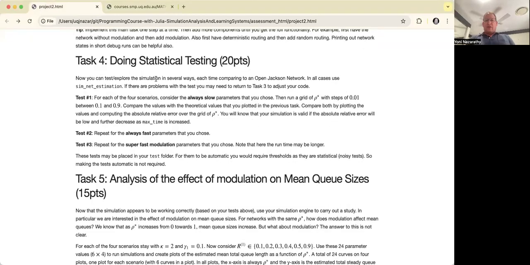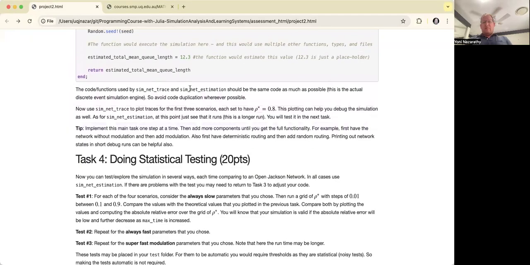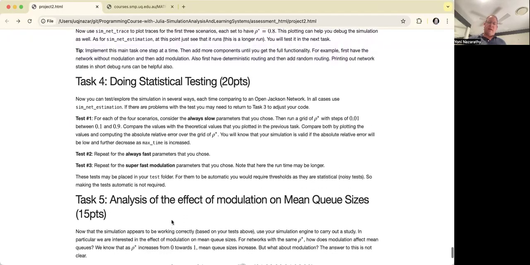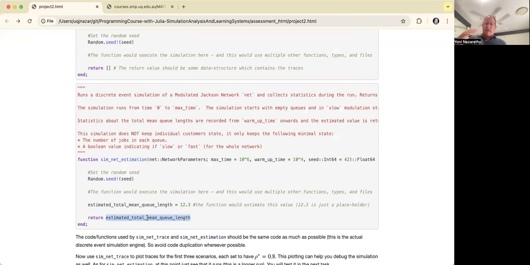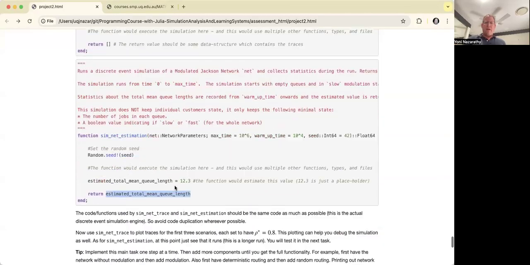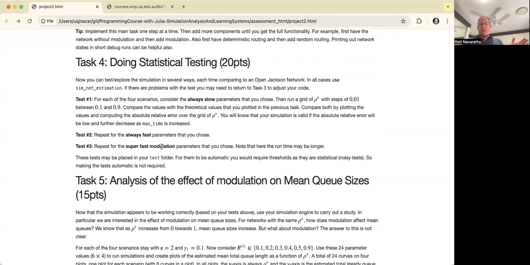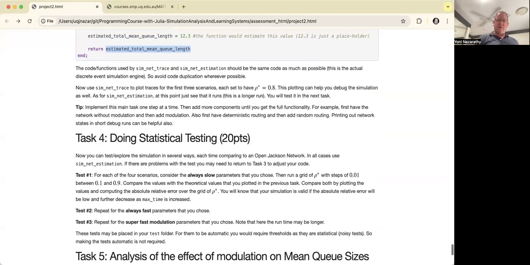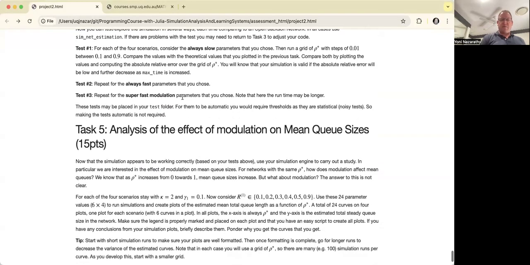Then you get to task 4. In task 4, you want to run simnet estimation on the 3 test cases: the always slow, the always fast, and the super fast modulation. These are the test cases you had in task 2. You want to show that the estimation result is close to the theoretical result that you would have computed here. We have theoretical results for the non-modulated case. If that doesn't work, then something's broken. If it works, it doesn't mean the modulation is done properly, but with a bit more code review and looking at the trace, the modulation might be good as well.